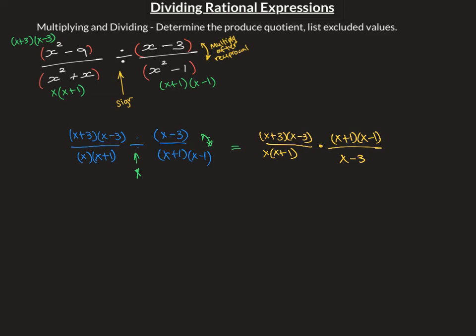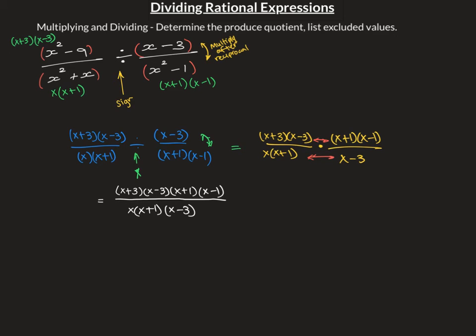Now remember, now that we've got the multiply out, multiply is just straight across. So our new equation is x plus 3 times x minus 3 times x plus 1 times x minus 1, divided by x times x plus 1 times x minus 3. Now that we've got to this final step that I wrote in white, we can now finish off our final step.